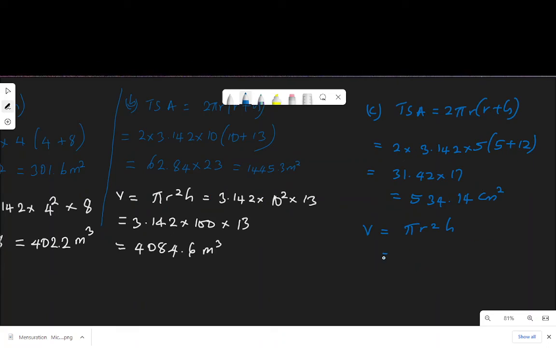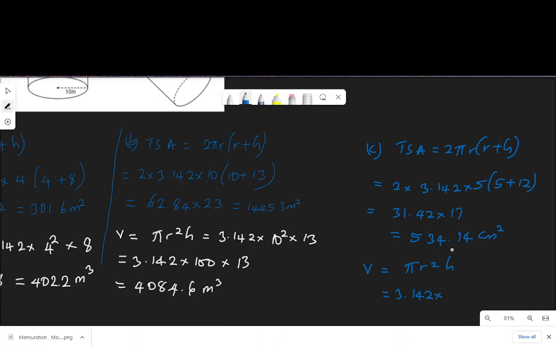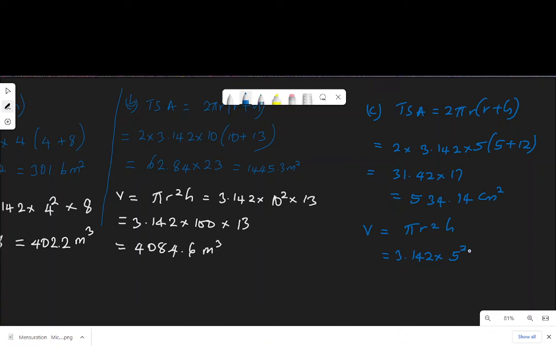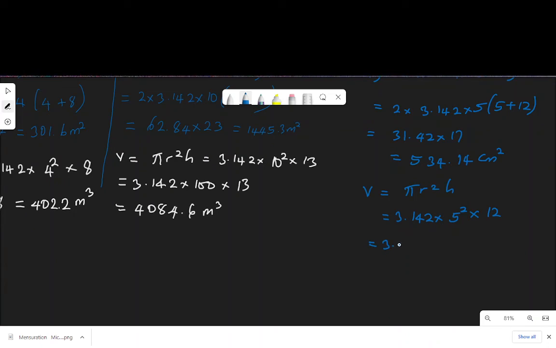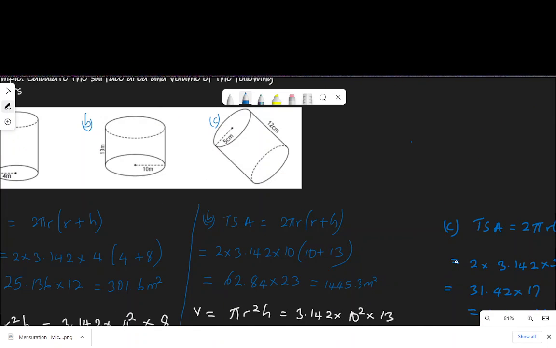The pi is a constant 3.142. The radius, what is the radius? 5 square, and the height is 12. Am I right? Yes, 12. So that will give us 3.142 multiplied by 5 squared is 5 times 5, which is 25, and multiplied by 12. 3.142 times 25 times 12 gives us 942.6 centimeter cube. And that brings us to the end of this very question, and also the end of this lesson.